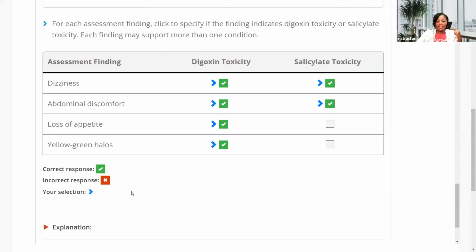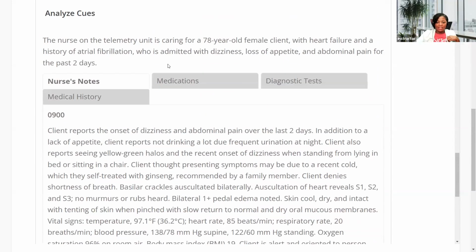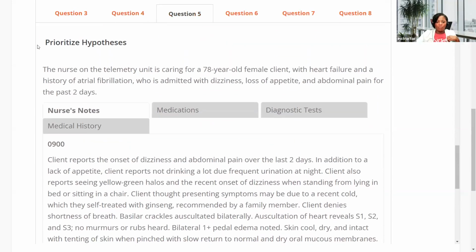And we had to figure out these assessment findings, what did they line up with? This was all her assessment findings. And we had to figure out of these two things here, too much digoxin, too much salicylate, which one aligns better? And all of these are symptoms of digoxin toxicity. All right, period. The other thing that we had to then move on to was to prioritize.